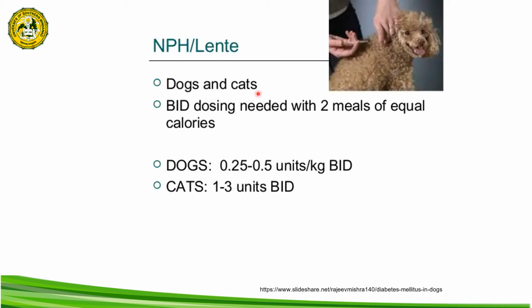So this is used for dogs and cats together with Ultralente, with twice a day dosing needed with 2 meals of equal calories. So this is the dosage for dogs and cats.